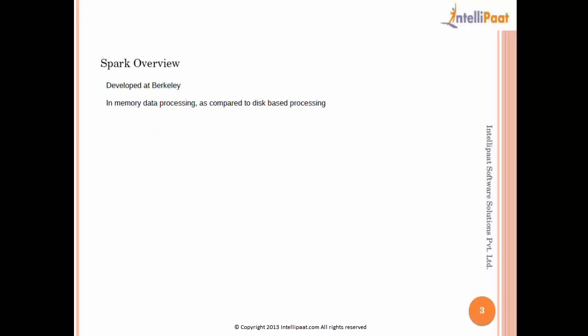Spark was developed by reflecting on Hadoop only. It was developed at the University of Berkeley. One main thing which Spark does compared to Hadoop is it does more in-memory data processing as compared to disk-based processing. If you take the MapReduce paradigm in Hadoop, it consists of a lot of mappers and reducers. Each mapper processes a set of data and then transfers that intermediate data to the disk. Disk, as you know, is a lot slower than in-memory data.